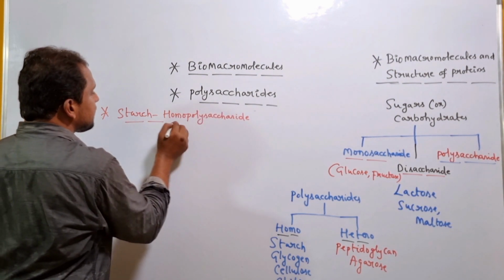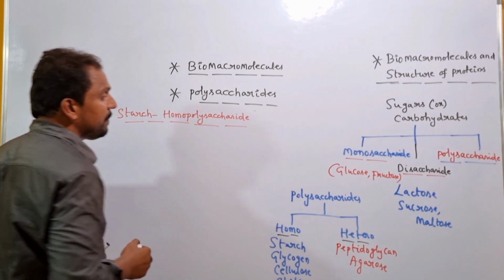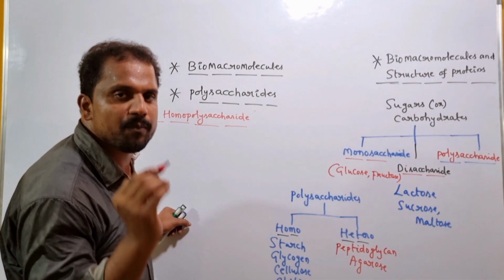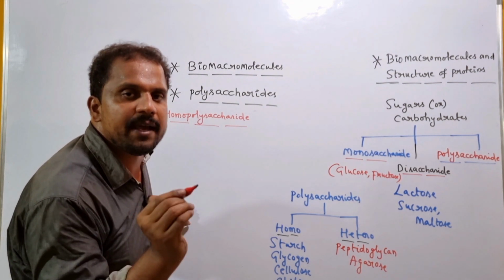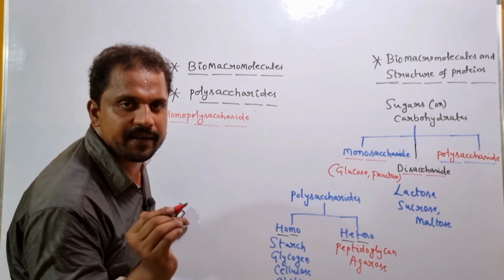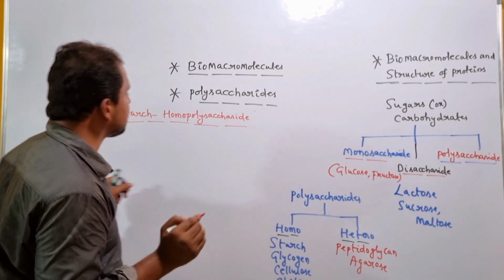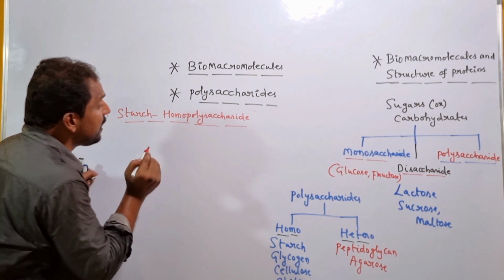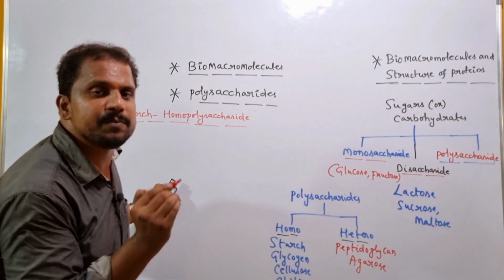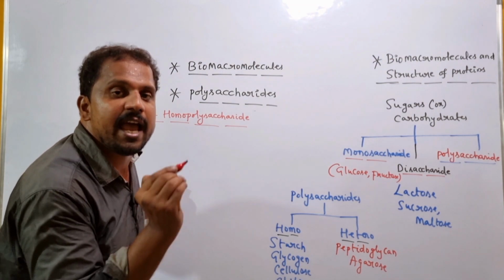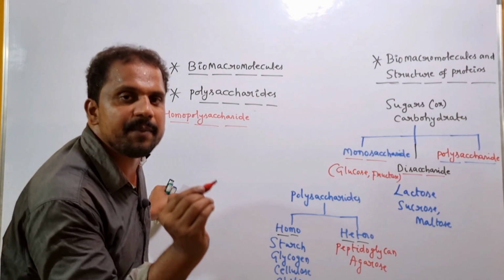So here the particular starch, which is a homopolysaccharide, basically contains two specific polymers which are nothing but what? Amylose and amylopectin. Is it clear? The starch, which is a homopolysaccharide, contains two specific polymers: amylose and amylopectin.